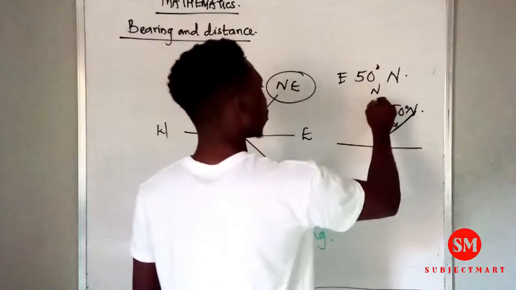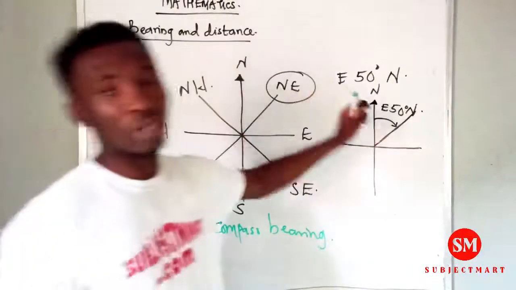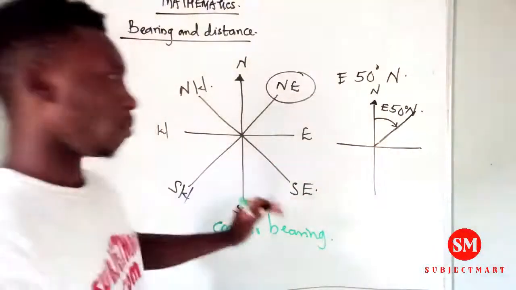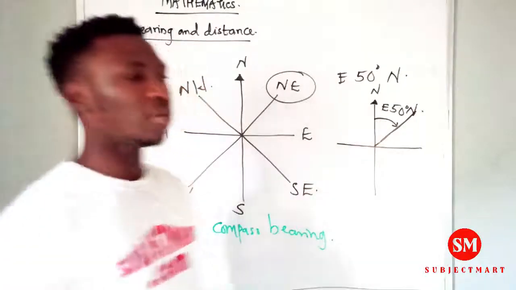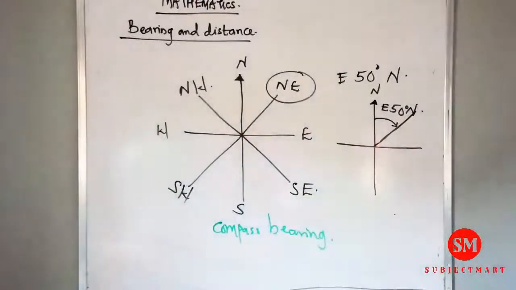Now please, always indicate your north pole with an arrow. This is how it is done in a compass. So your north pole should always be indicated using an arrow.